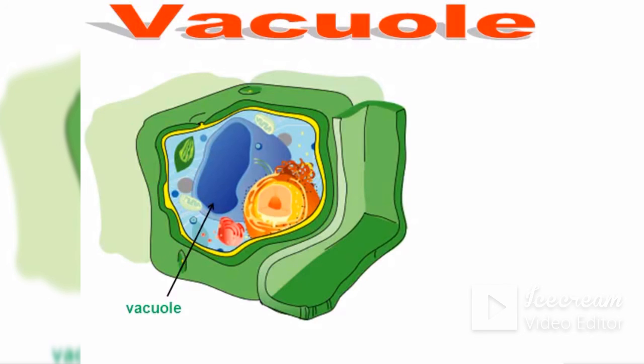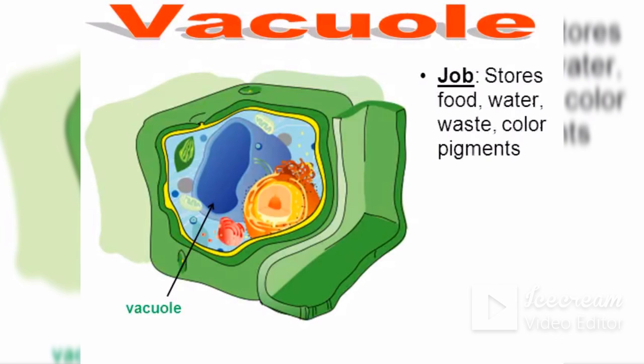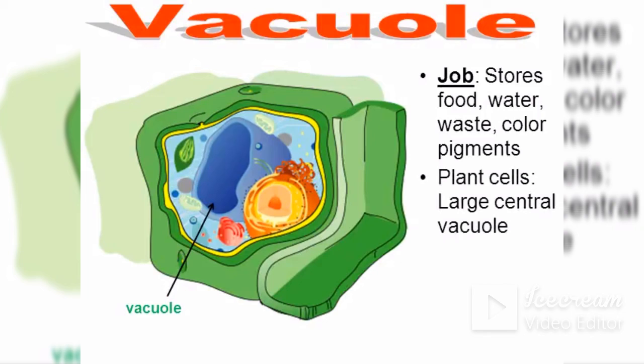So the final one, the last part I want to mention, is called the vacuole. The job of the vacuole is to store food, store water, waste, color pigments. And in the picture here, you can see it's the big blue round object in the middle of the cell. Often, in plants that is, it's often the largest part of a plant cell. So in plants, it's often the largest central, meaning in the middle. So we often think of the nucleus being in the middle of a cell. Well, often the vacuole is, because it's so big, it pushes all the other parts to the edges.